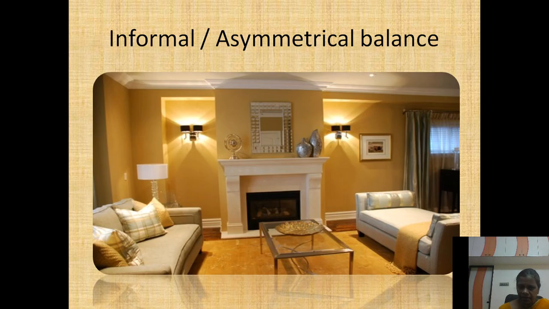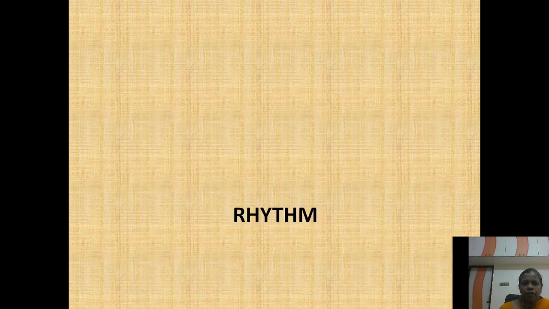Now you can see this. Okay, this is a very good example. So from the center point, here on the right side you have a wall hanging under the light. But here there is no wall hanging. We have only a night lamp. So the objects are different. That is called as the informal balance. Can you understand? So balance is of two types.